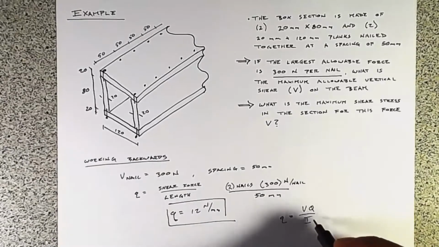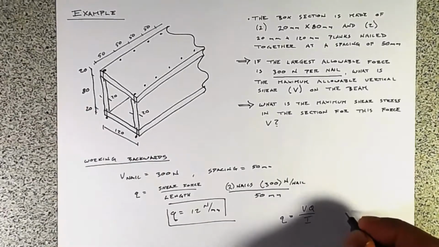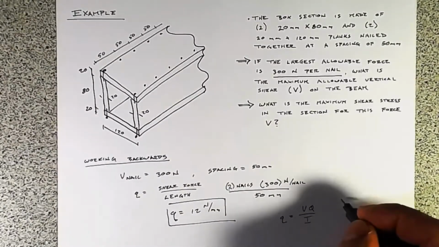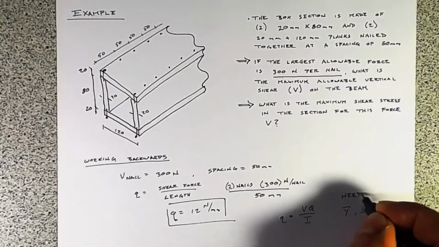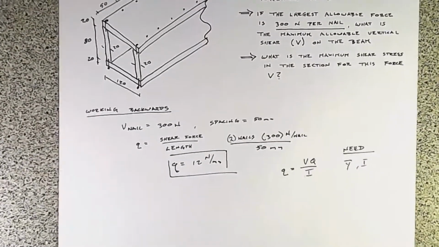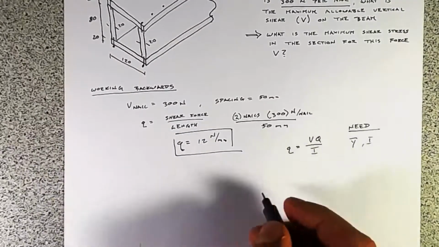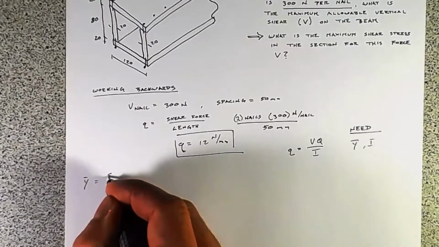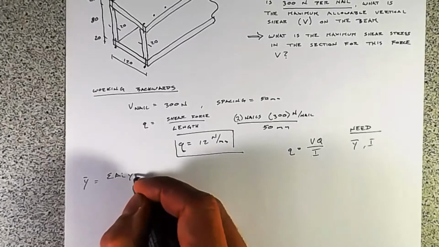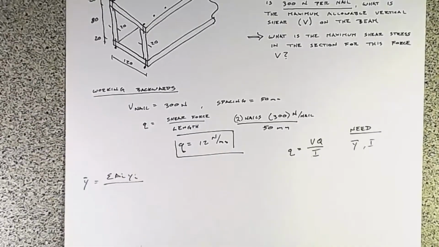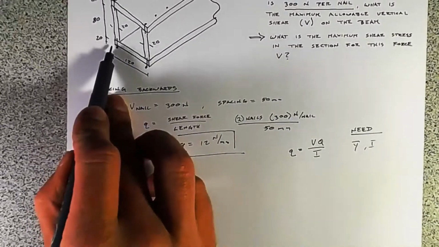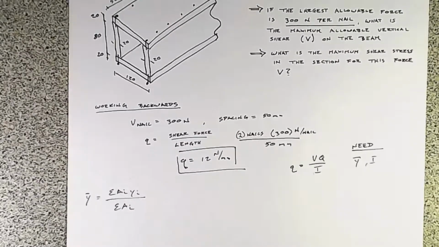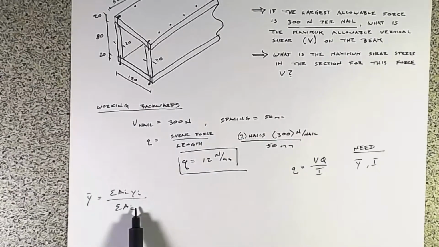The next things we need: just like anytime we need to find Q, we need to find our centroid, and for I, we need to find I. So those are the two. Let's work those out really quick. So y bar is just going to be the sum of the areas times the centroidal distance of that little area to the origin, over the sum of the areas.